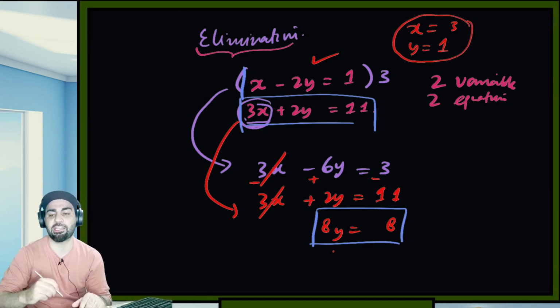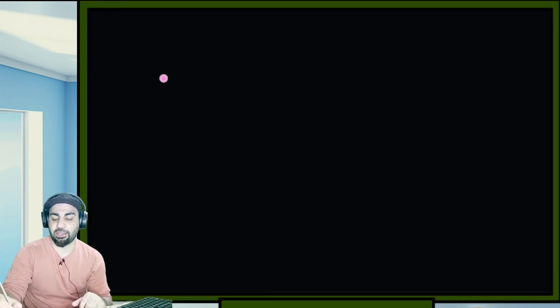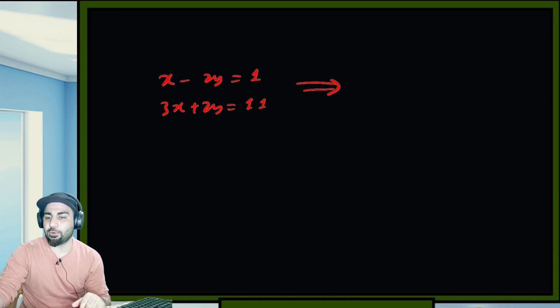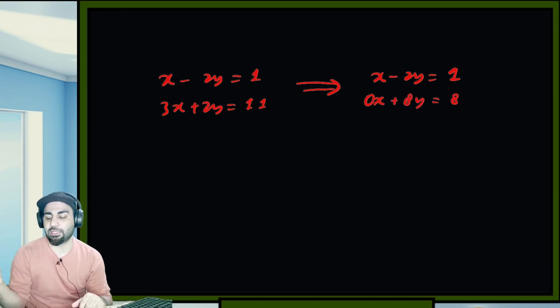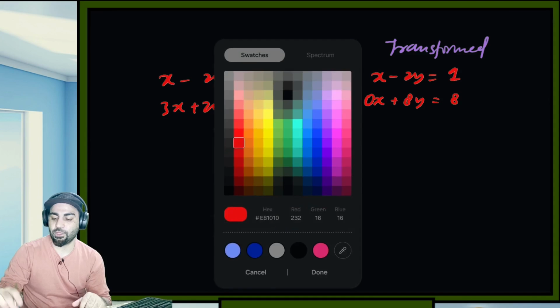I just checked it. Now if you see this, the initial equations were x minus 2y is equal to 1, 3x plus 2y is equal to 11. So we somehow transformed them. By elimination, we transformed them into x minus 2y is equal to 1 and 0x, if I can write it like this, 0x plus 8y is equal to 8, something like this. These are the transformed ones and these are the original ones. This is the original.